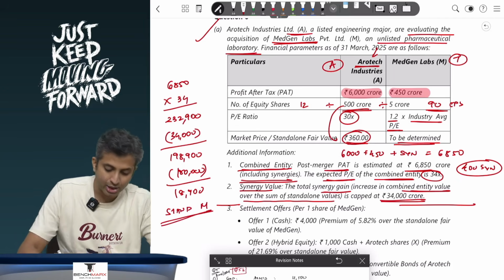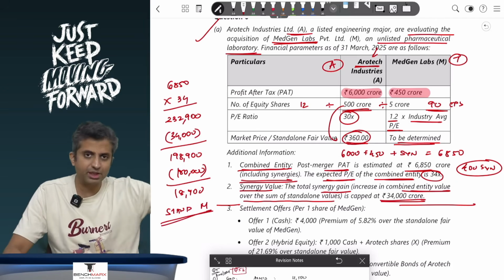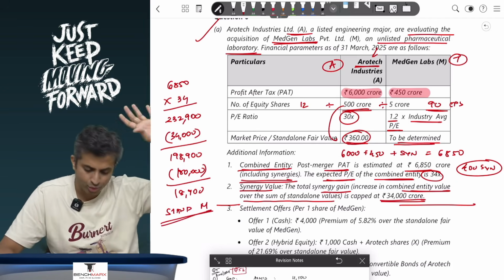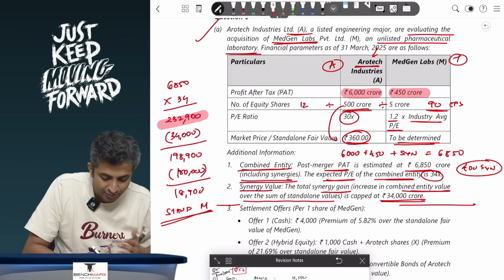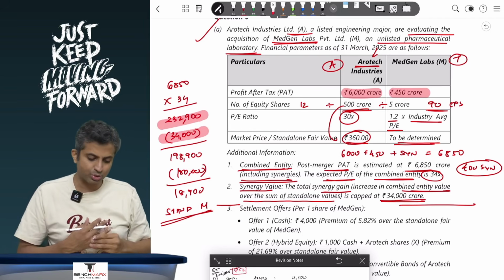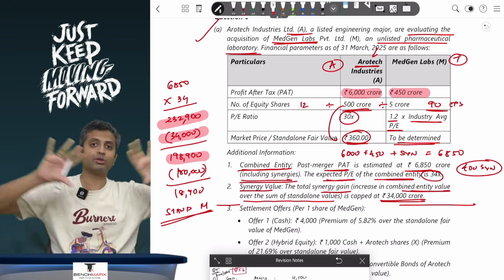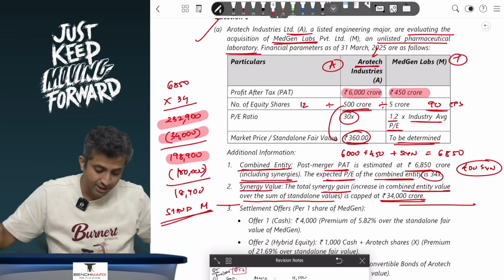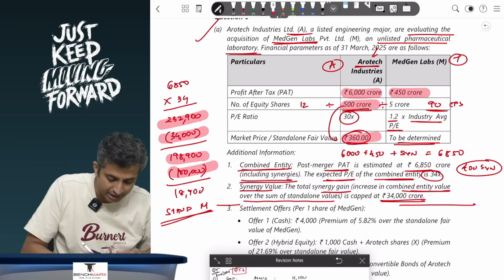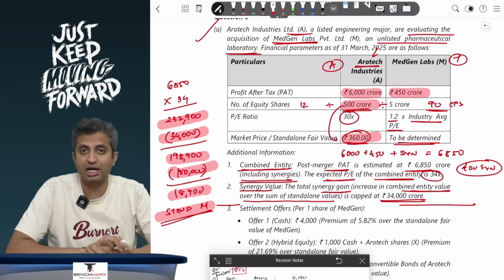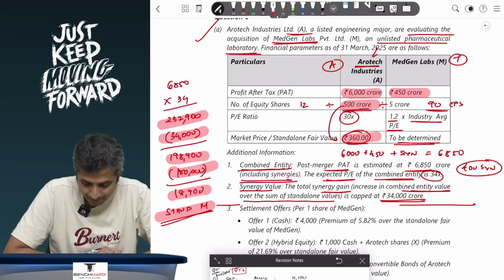Sir, how did you get that? Well, I've been given combined P, I've been given combined PAT, so I can find the combined value. Okay, so that is 2,32,900. I've also been told that 34,000 is the value of combined synergies, which means 198,900 is the value of the two firms, even if there were no synergies. I know that the pre-merger value of Aerotech is around 1,80,000, and hence 18,900 is the standalone value of MedGen.